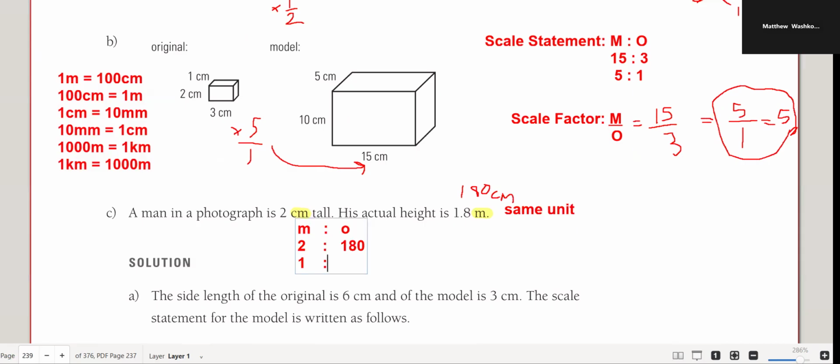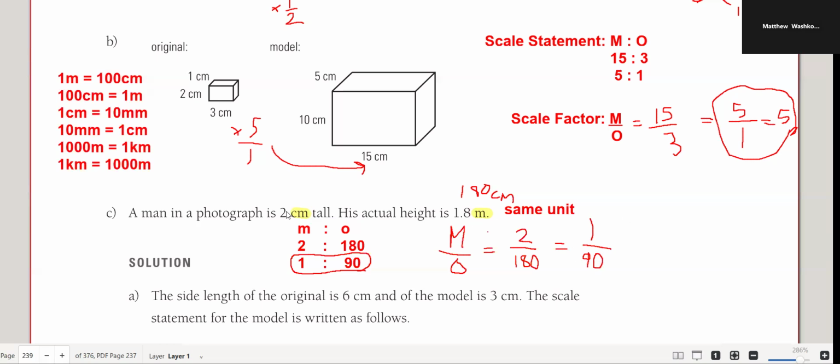I actually want to turn this into a simplified form. It's a 1 to 90 scale statement. Now my scale factor in this case, right? If I take my original and I times it by a number, I should get the model's size. So it's always model to original. I'm going to go fraction in this case, right? 2 over 180 simplifies to 1 over 90. So in this case, they're the same.